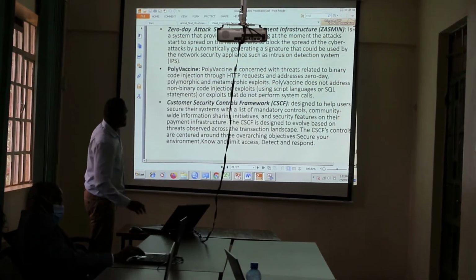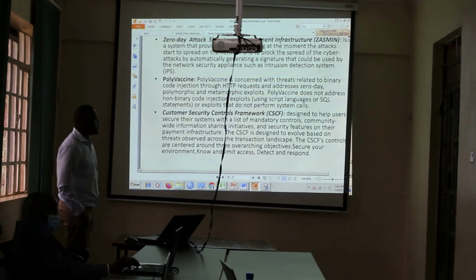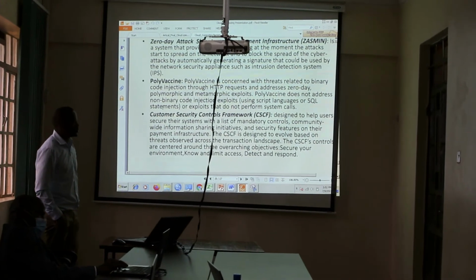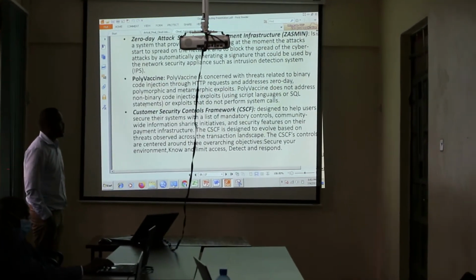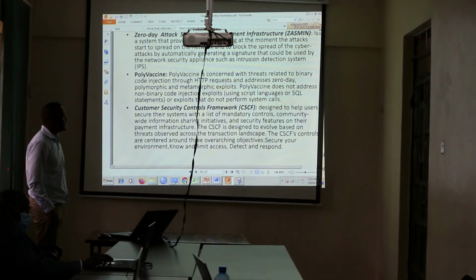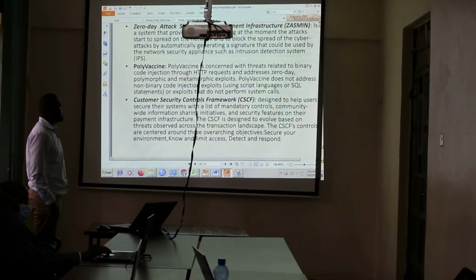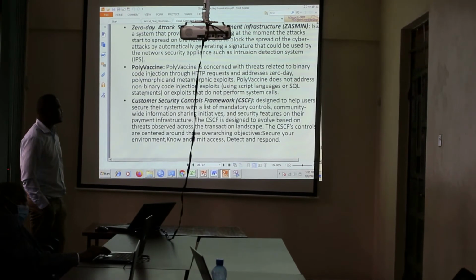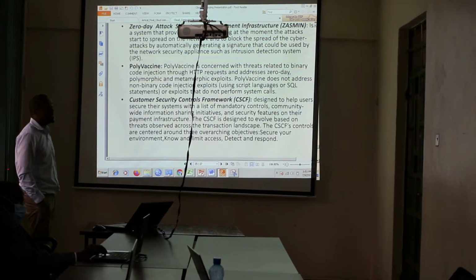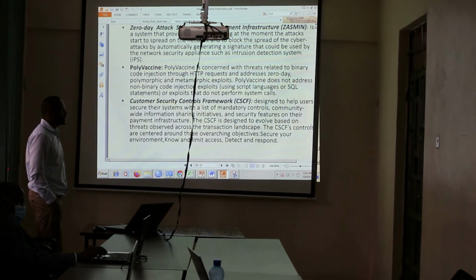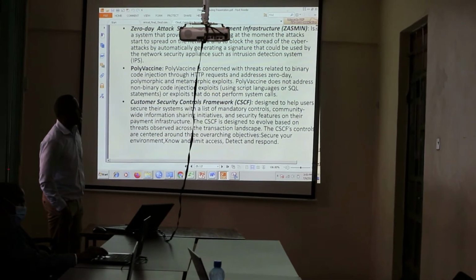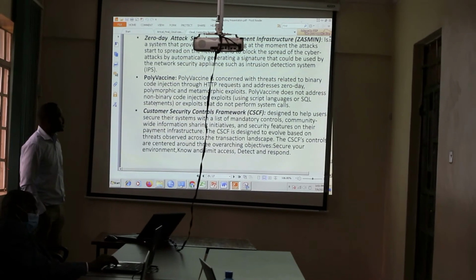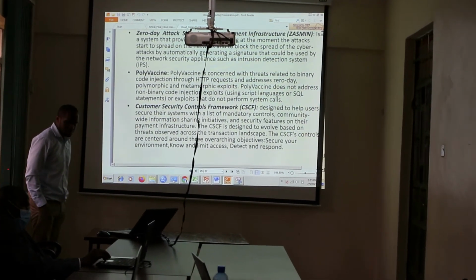And the other one is polyvaccine. Polyvaccine is concerned with the threats related to binary code injections through HTTP requests and addresses zero-day polymorphic and metamorphic exploits. Polyvaccine does not address non-binary code injection exploits using scripts, languages, or SQL statements, or exploits that do not perform system calls.